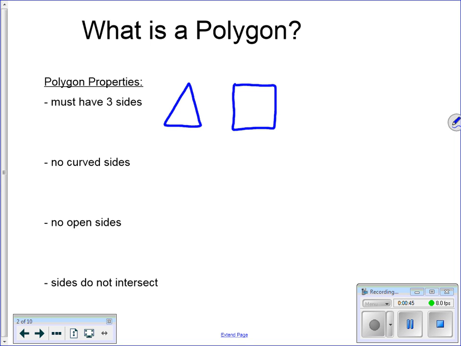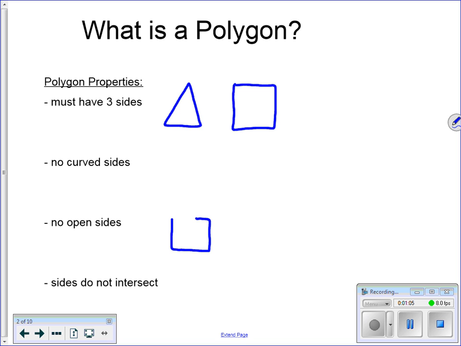Next, it cannot have any curved sides. So a circle or an oval would not be considered a polygon since they are curved. Next, it cannot have any open sides. So what I mean by that is if we had a shape like this that is not entirely closed on the top, that would not be considered a polygon.